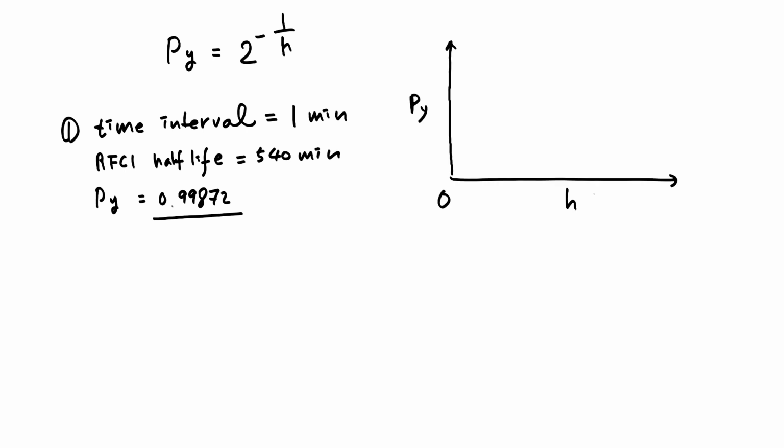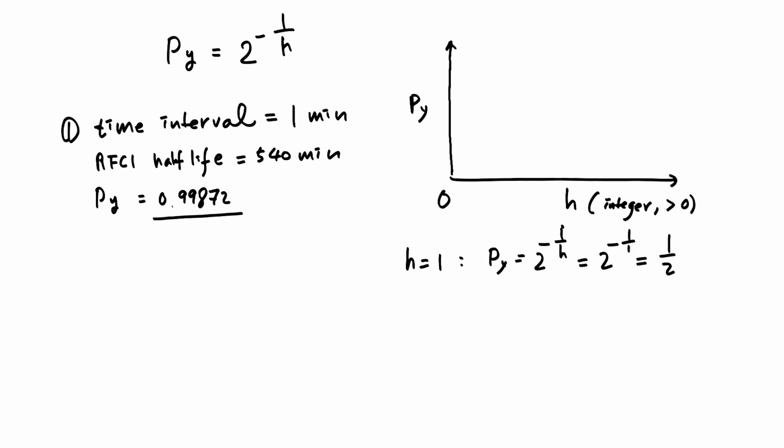We know that h is an integer and it is greater than 0. First, when h is 1, Py becomes 2 to the power of -1 over h, which is equal to 1/2. When h is 1, we have 1/2 here. We get this point. How about when h is infinity? Then this Py value becomes 2 to the power of -1 over infinity, which is 2 to the power of 0, because 1 over infinity is basically 0, which becomes 1.